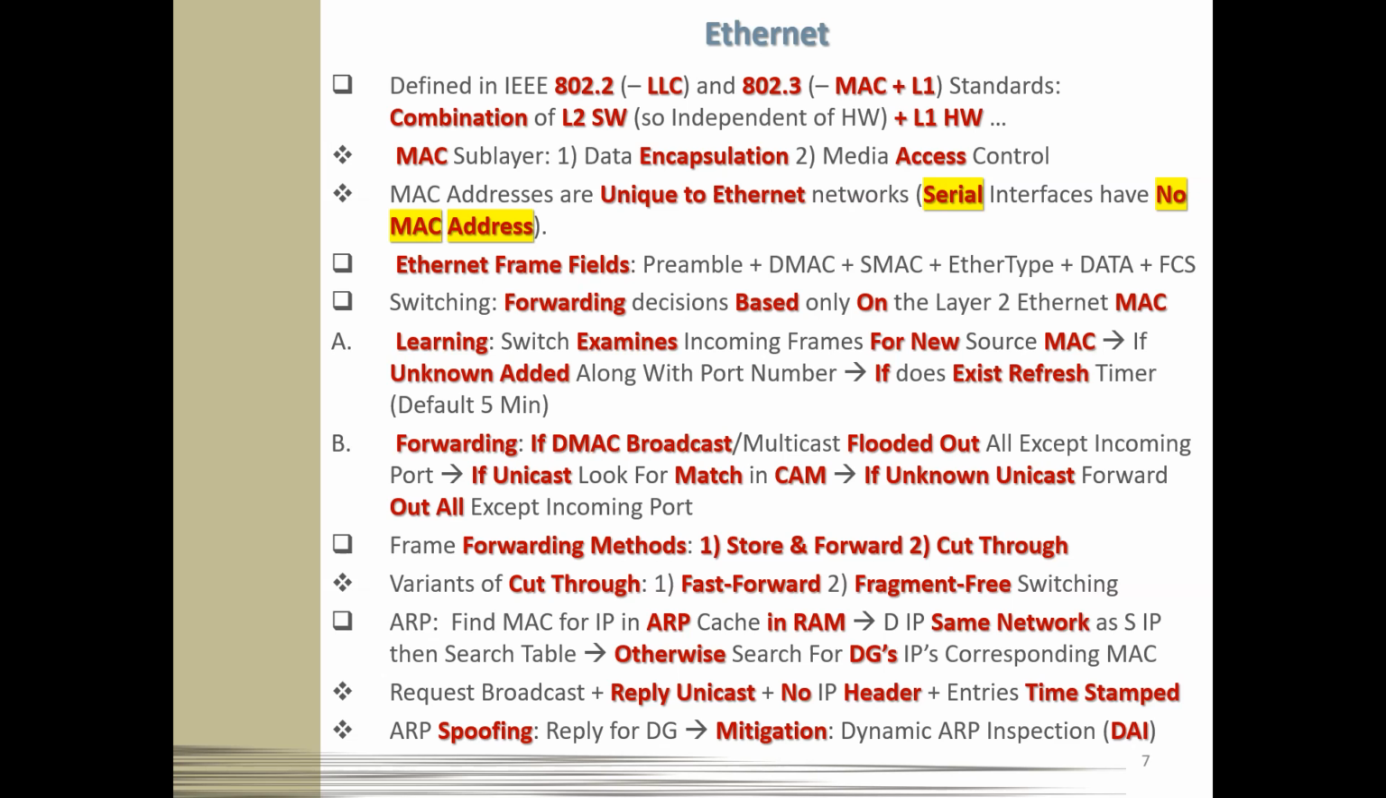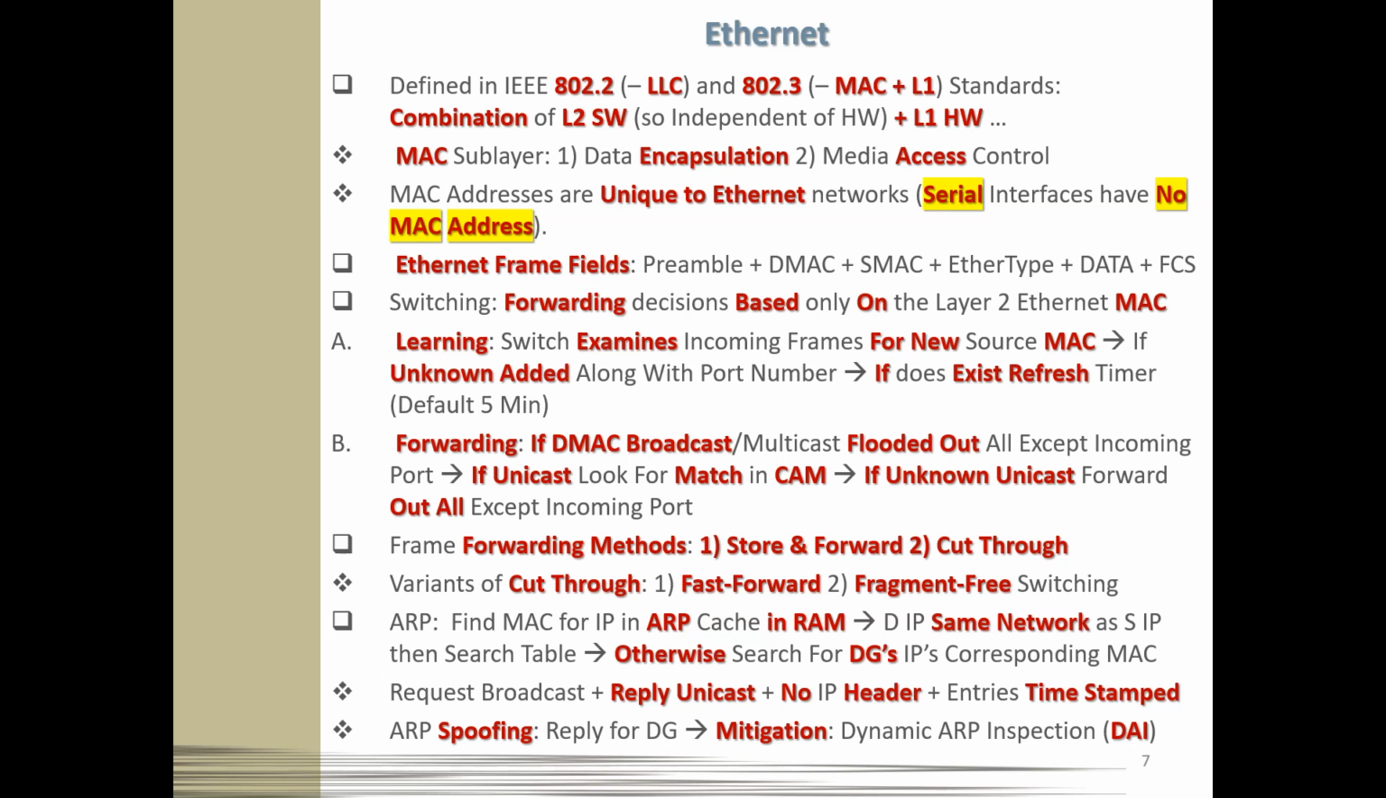Then we have the source MAC address that identifies the frame's originating interface or the frame's originating network interface card. Unlike the destination MAC address, the source MAC address must always be a unicast address.